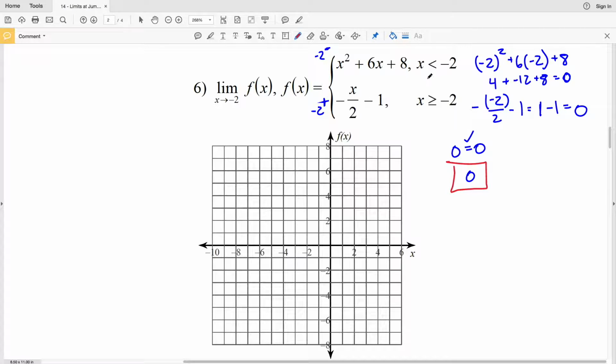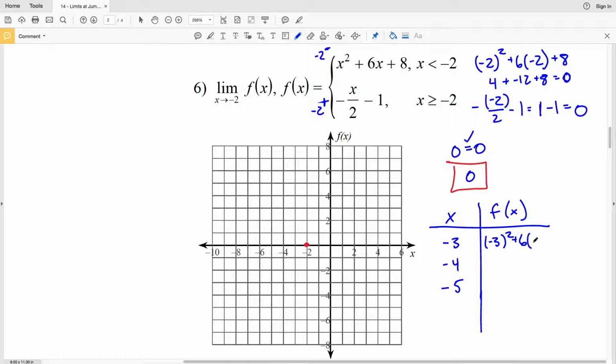But let's go ahead and graph for extra practice. So we know at the point negative 2 in the x, we're at 0 in the y. So I'll graph that at the start. Now I'm going to graph this quadratic that's going to continue from that point to the left. And in order to graph this, I'll do a t-table. So I'll have my x values and then my f of x values. So I already have negative 2, so let's do negative 3, negative 4, and negative 5. So plugging in negative 3, we'll have negative 3 squared plus 6 times negative 3 plus 8. That's going to equal positive 9 plus negative 18 plus 8, which equals a negative 1. So we have the point negative 3, negative 1.